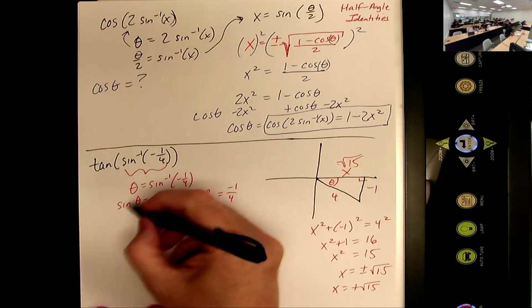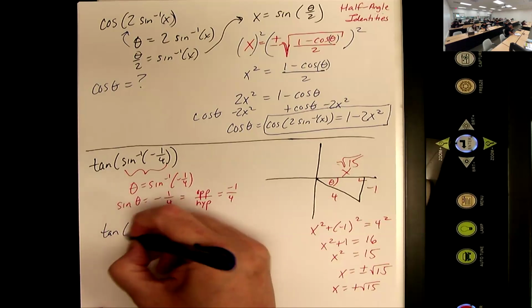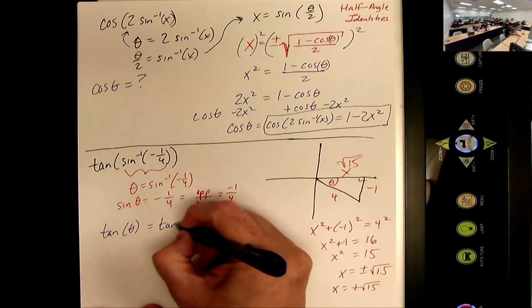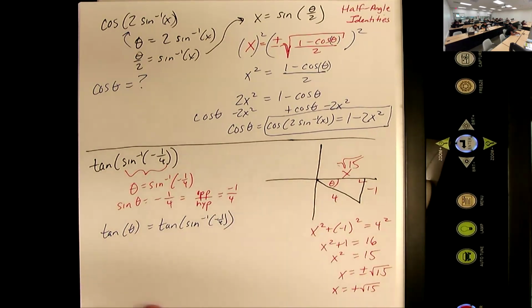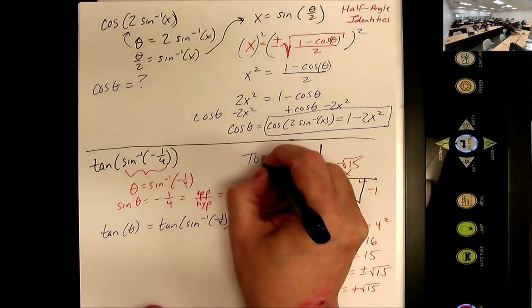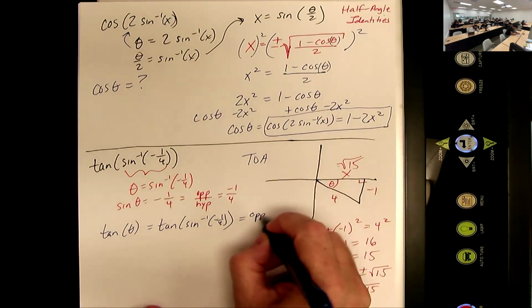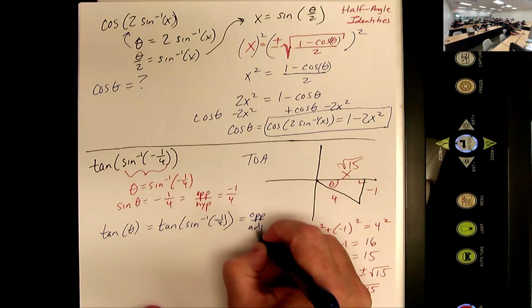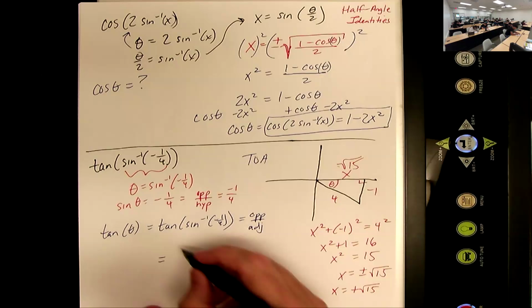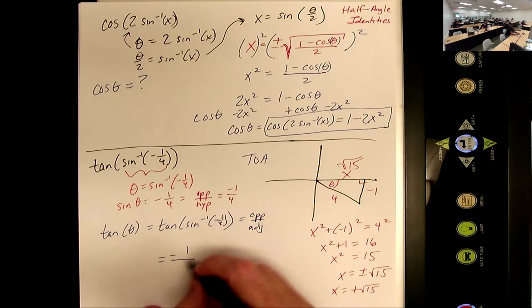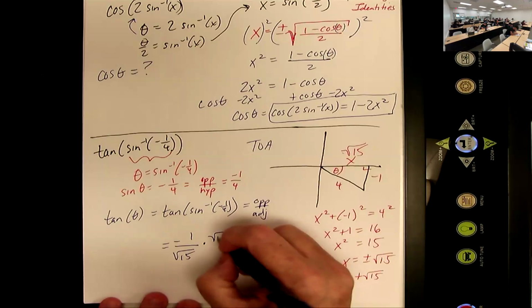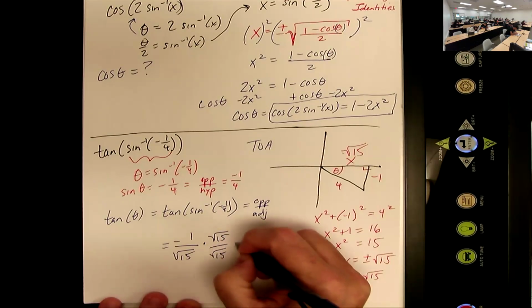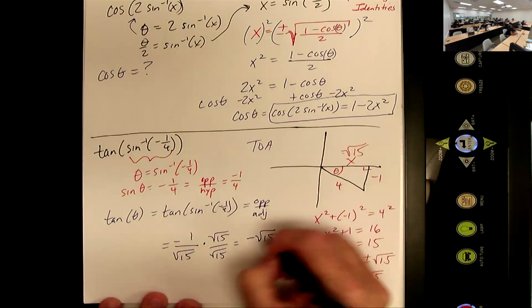So we're looking at tangent theta, which is our tangent of sine inverse of negative 1/4. Tangent is TOA, opposite over adjacent. Opposite is negative 1. Adjacent is square root of 15. And if we rationalize the denominator, we get negative square root of 15 over 15.